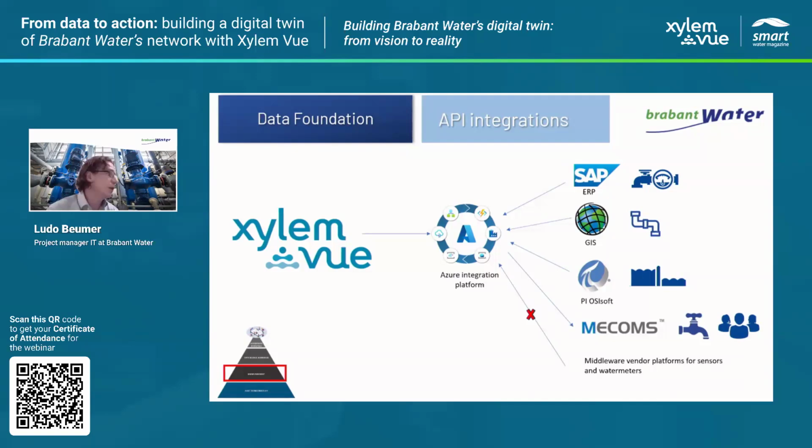Then we also have a lot of production plants, 29, and production plants provide very valuable information like the flow and the pressure from the water that is produced. That information is running through the SCADA system and delivered to PI OSIsoft, and PI OSIsoft exposes the data to the Azure integration platform, and we will bring it to the Xylem Vue platform.